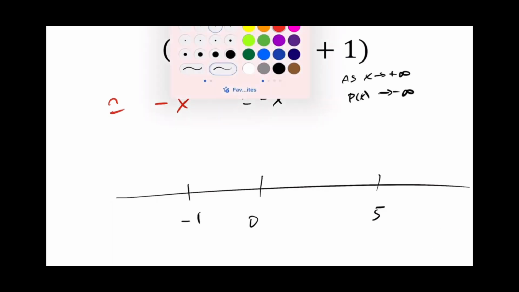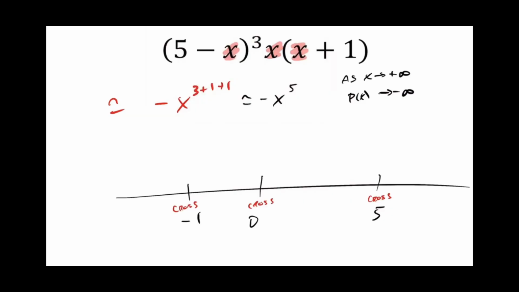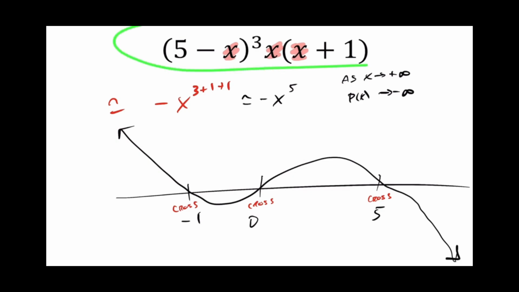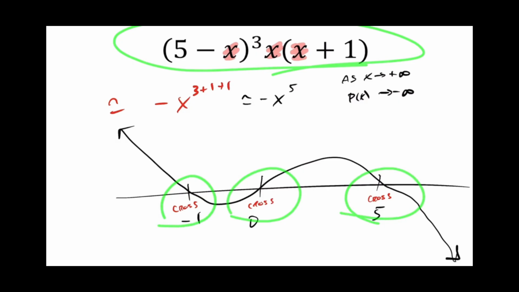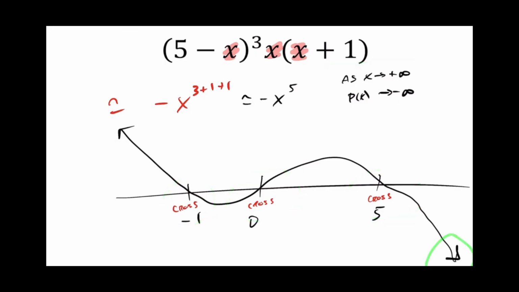Let's label what's going to happen as we cross our roots. And again, I'm starting here at negative infinity. As I tend towards my root, we're going to cross, we're going to cross, we're going to cross. So you can see here that in this situation, because all the powers on the roots were odd, we're crossing every time we approach that root. And we identified our end behavior as being negative infinity. So that gave us kind of our starting point. And then we can go ahead and graph our degree 5 polynomial.